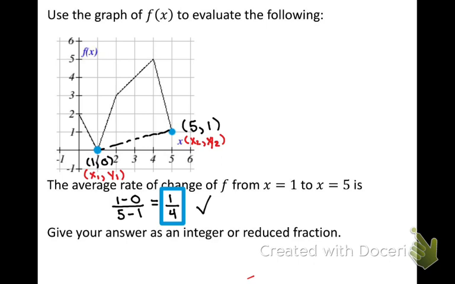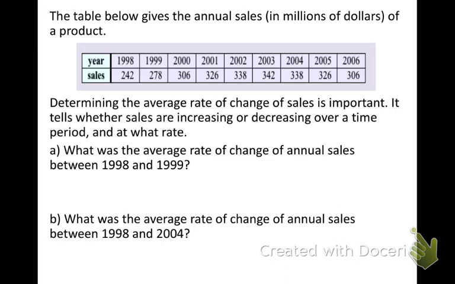Now, sometimes they'll give us a graph. Sometimes we might see a table or a chart. This table below gives the annual sales in millions of dollars of a product. So it lists out the year and the sales. Determining the average rate of change of sales is important, and this is definitely a topic that will come up if you're on the path to business calculus. It tells whether sales are increasing or decreasing over a time period and at what rate.